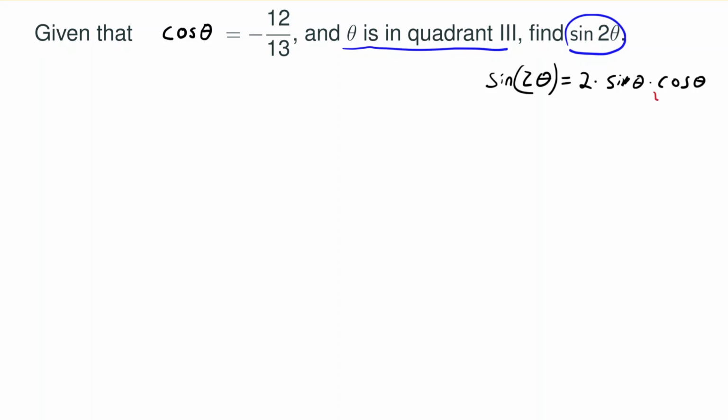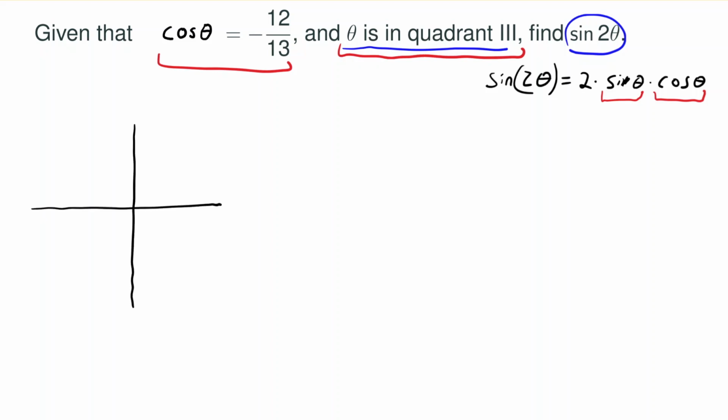And cosine theta is already given. That means we have to find what sine theta is using this information and this right here. So first, we want to draw the theta. So let's draw theta. So theta is in the third quadrant right here. So this third quadrant is right here, right? This is first quadrant, second quadrant, third quadrant. So the angle is somewhere here, right here.